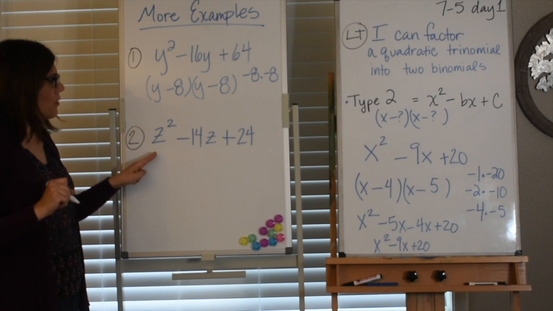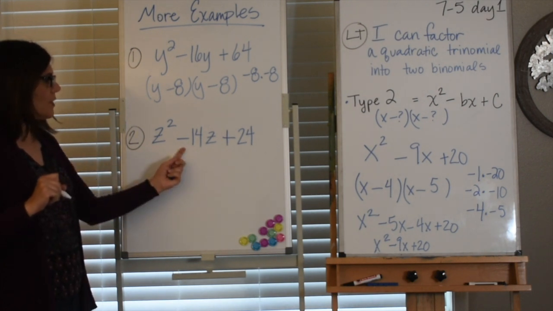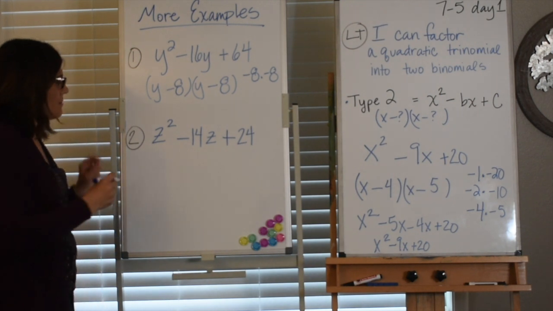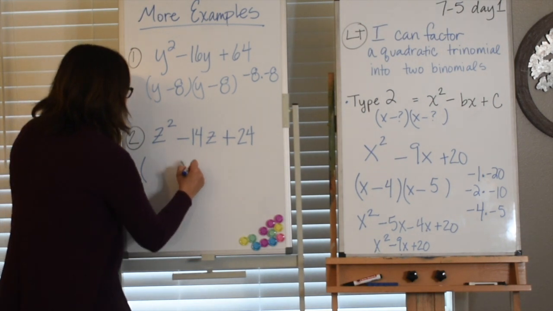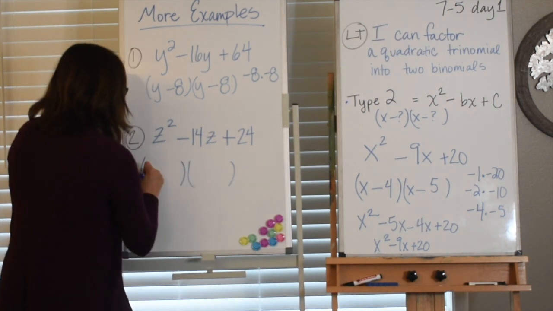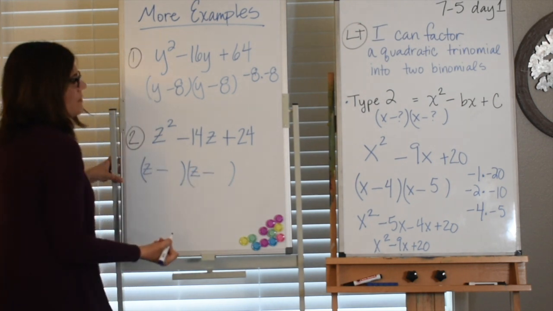Now, what about this one? Is this the same type? I've got a negative middle term. I've got a positive last term. Yes, it is. And my variable is z. So I'm going to set up my two binomials. I've got z and z, minus and minus.